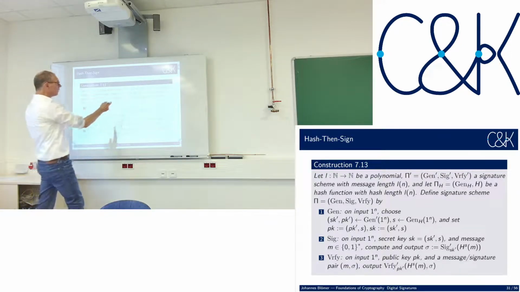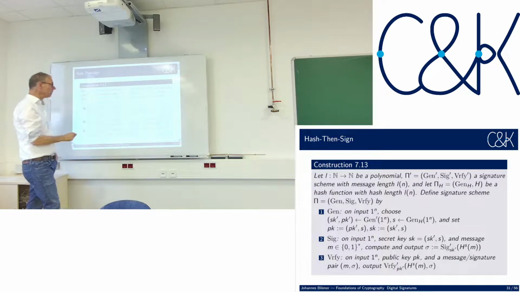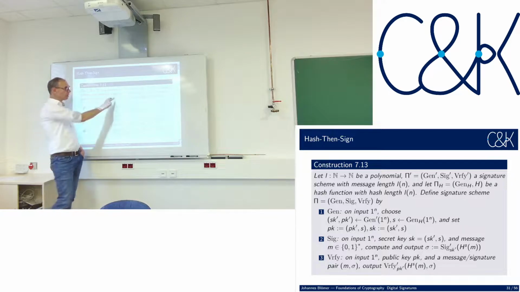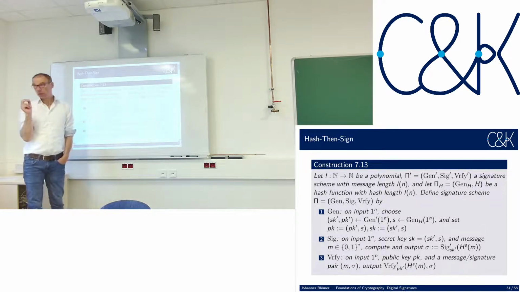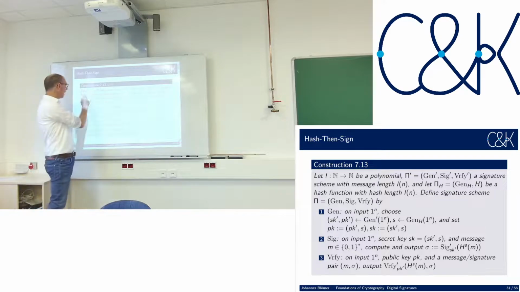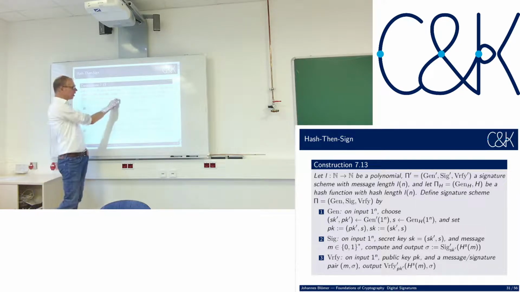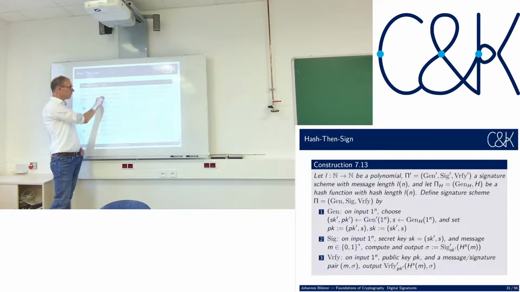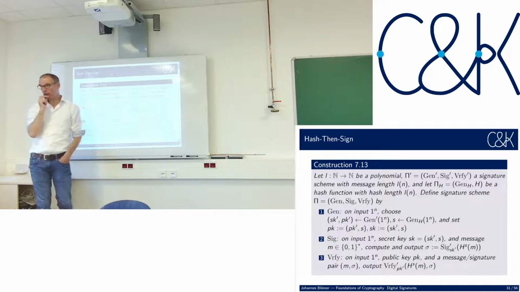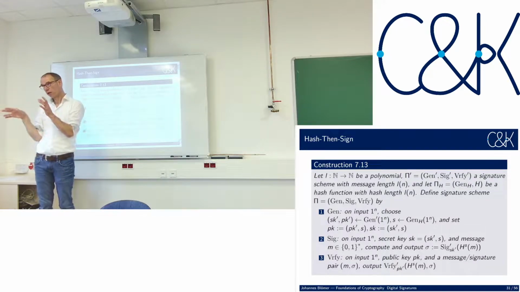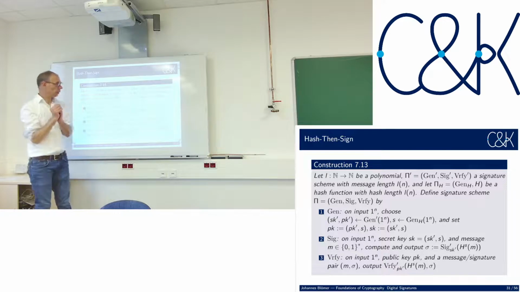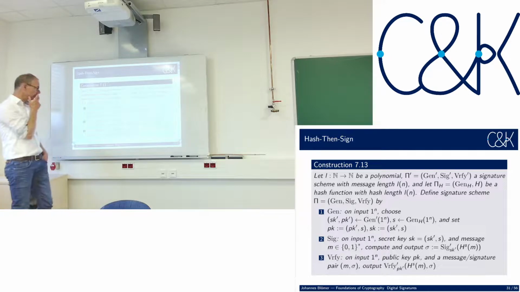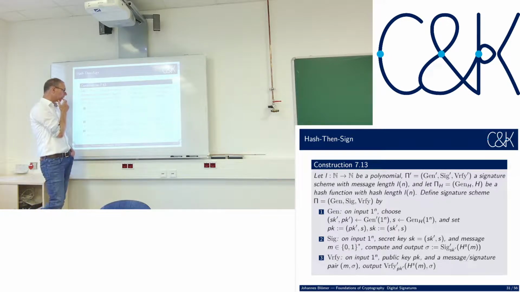And we have a signature scheme pi prime with fixed message length, and that message length is L of n. We also have a hash function whose hash length is also L of n. So L of n determines the message length for the signature scheme and the hash length for the hash function. We'll see why we need that. And then we define the signature scheme pi, the new signature scheme, by the following algorithms.